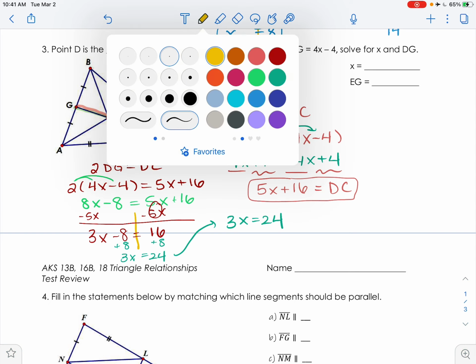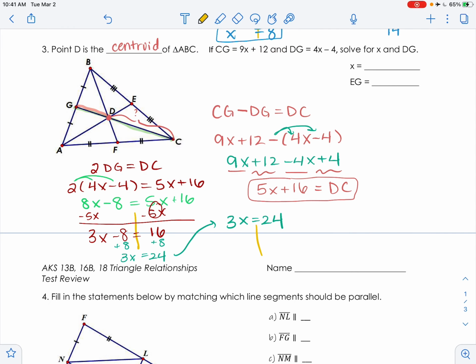Now, x is still not by itself. Right now it's 3x equals 24. Remember, 3x is really saying 3 times x. So the opposite of multiply, or the inverse of multiplication, is division. So since it's 3 times x, I'm going to divide by 3 on both sides. So x equals 8.